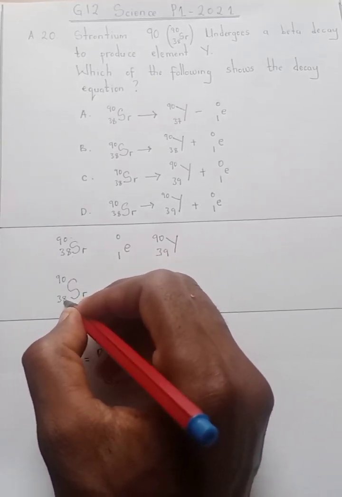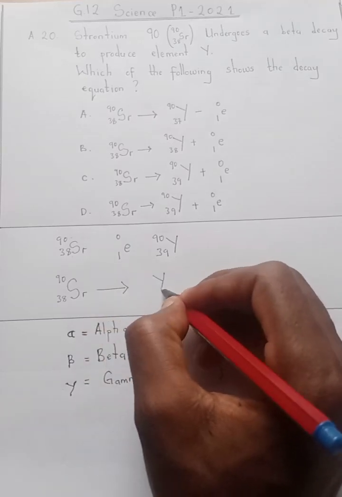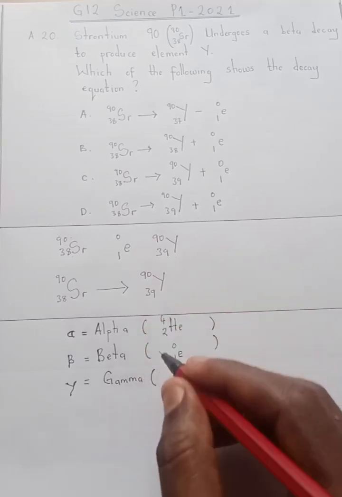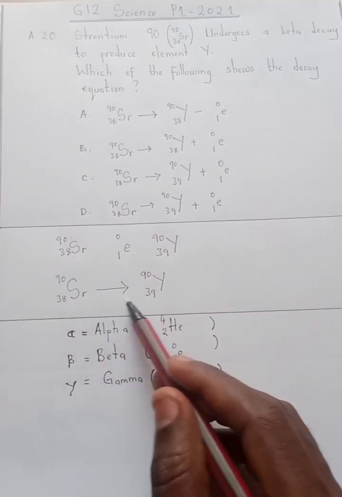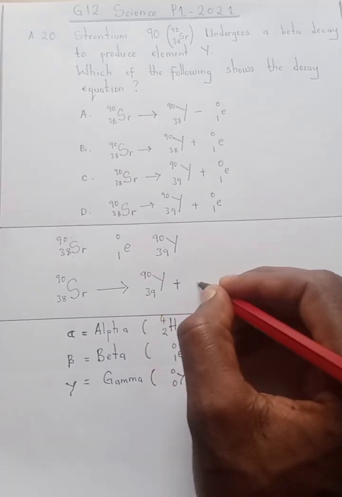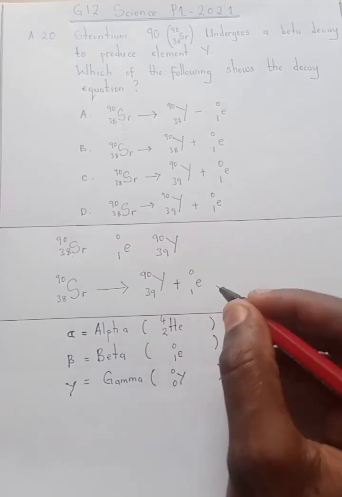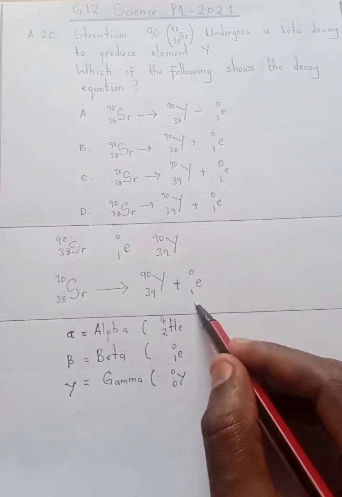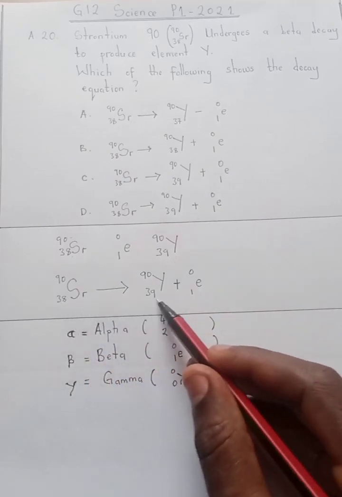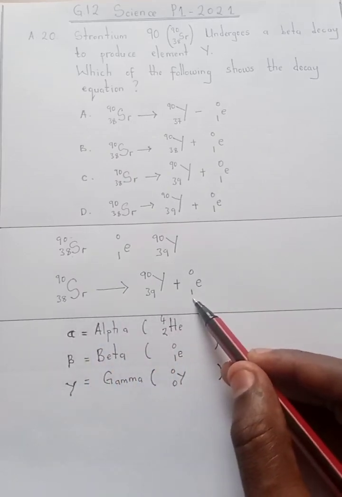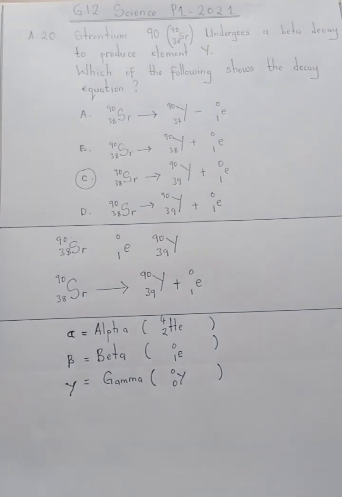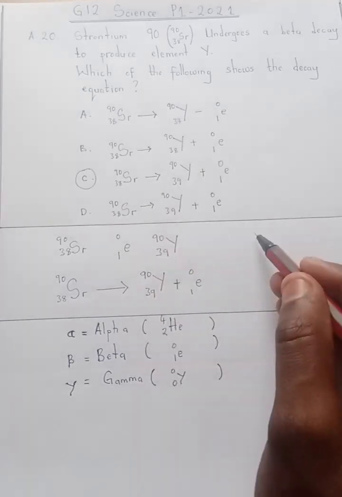Strontium-90 decays producing element Y, 90, then 39. You see the difference under here? Good. Then plus, you write the beta particle. This is a beta particle, showing that it has released a beta particle. So this is the full equation. Okay? Therefore, the answer was C. That's the end of the question.